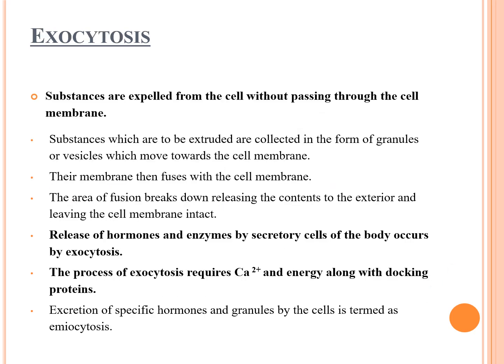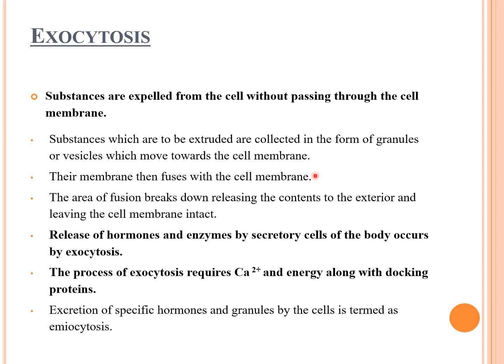So what is exocytosis? Up to this we have seen endocytosis. The next thing is exocytosis. Substances are expelled from the cell without passing through the cell membrane. I told you exocytosis means the substances are transported out of the cell. So they will pass out of the cell without passing through the cell membrane.